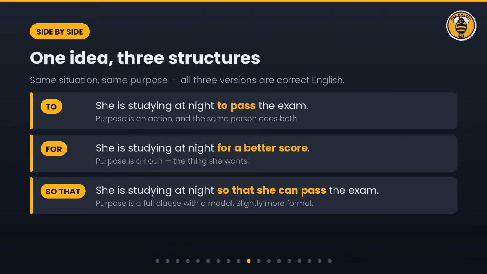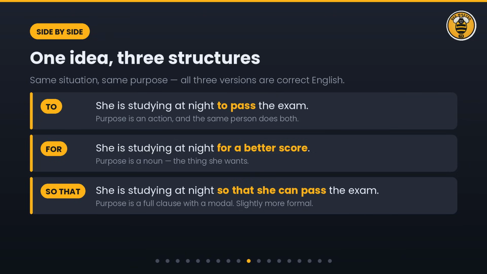Let us put all 3 side by side using one situation. She is studying at night. Why? Version 1 with to. She is studying at night to pass the exam. The purpose is an action, and she does both things, so to is perfect.